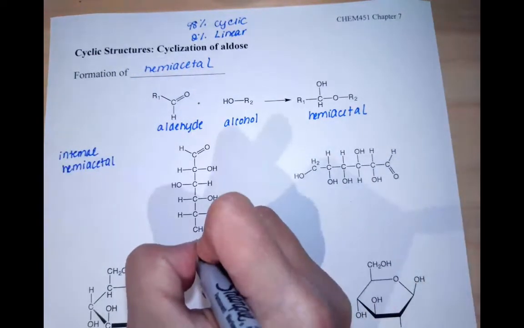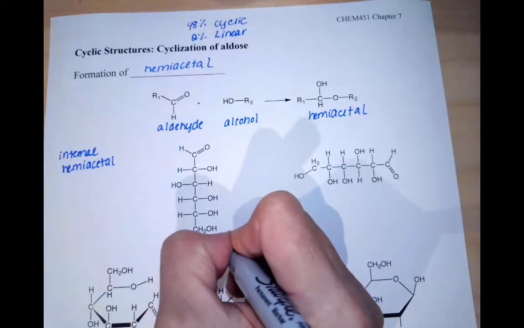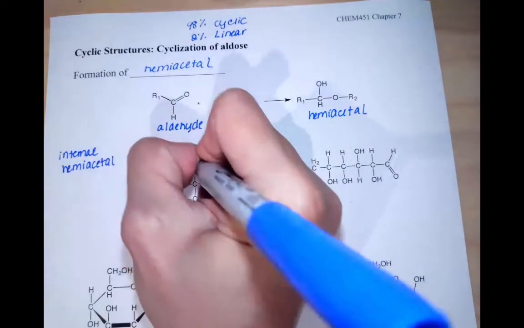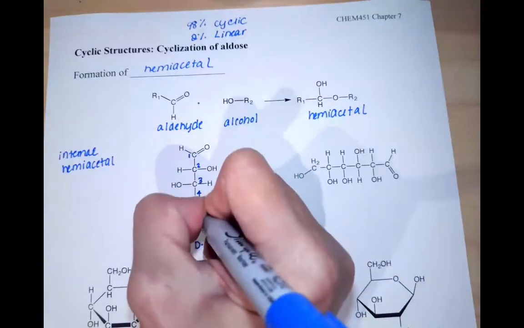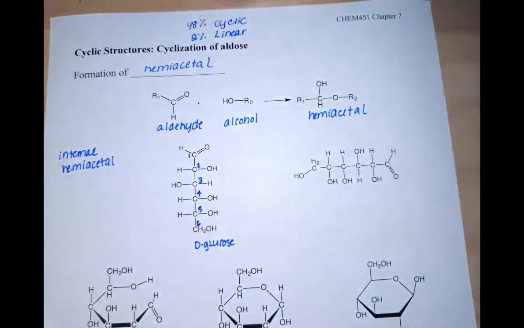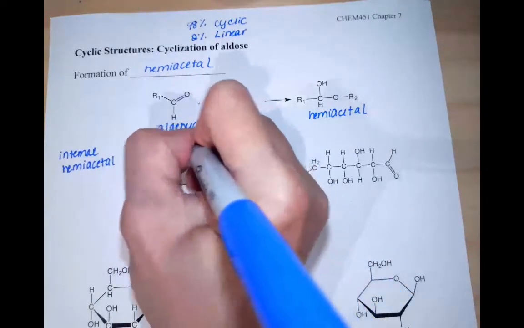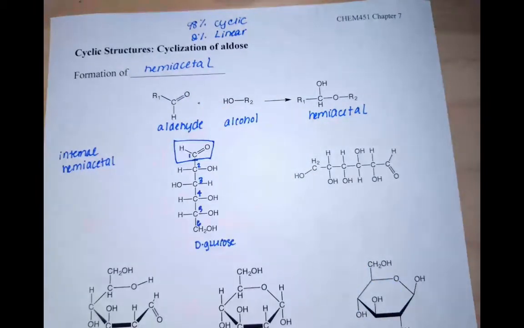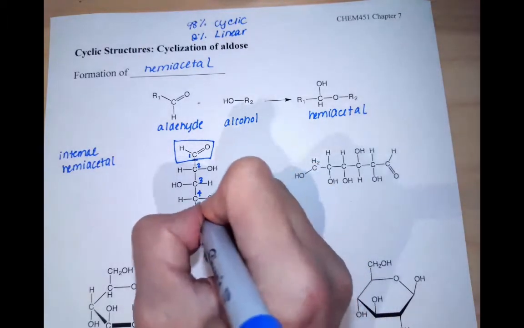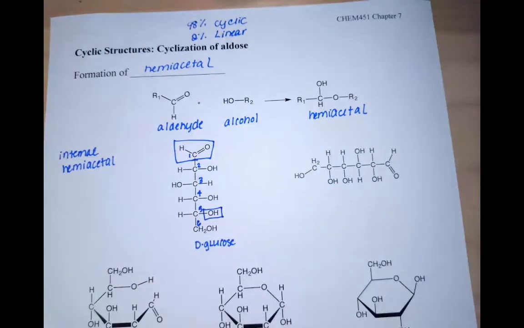So here's D-glucose. So carbons 1, 2, 3, 4, 5, and 6. And here's our carbonyl carbon. So that's our aldehyde. That's going to participate in the reaction, as well as the hydroxyl group. So the hydroxyl group that's attached to the last chiral carbon, in this case it's carbon number 5 of D-glucose, that is going to participate in this reaction.